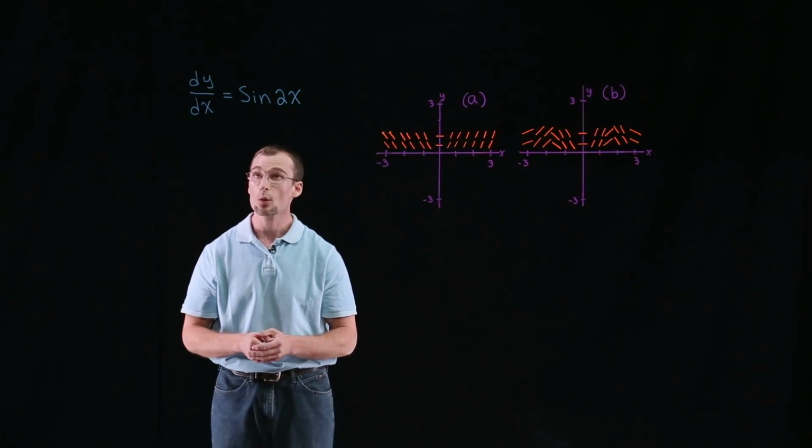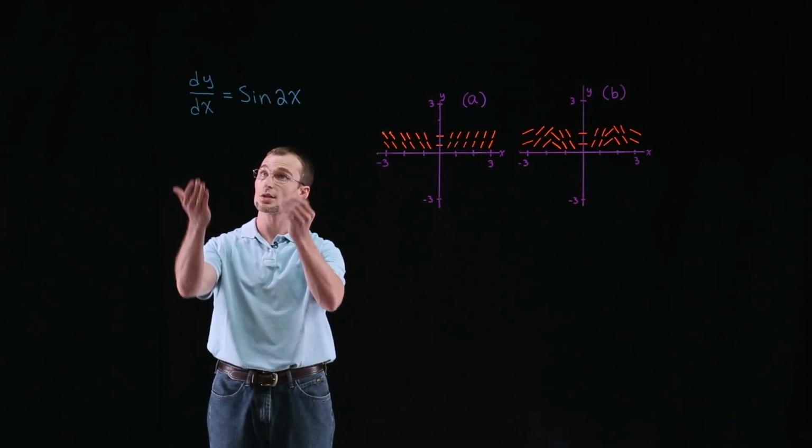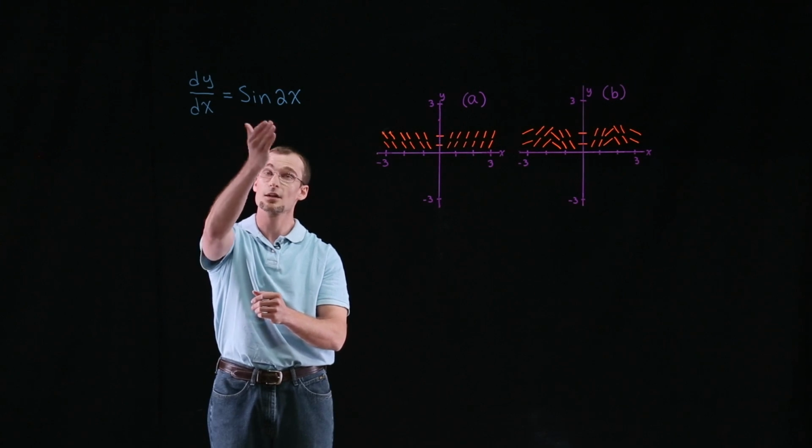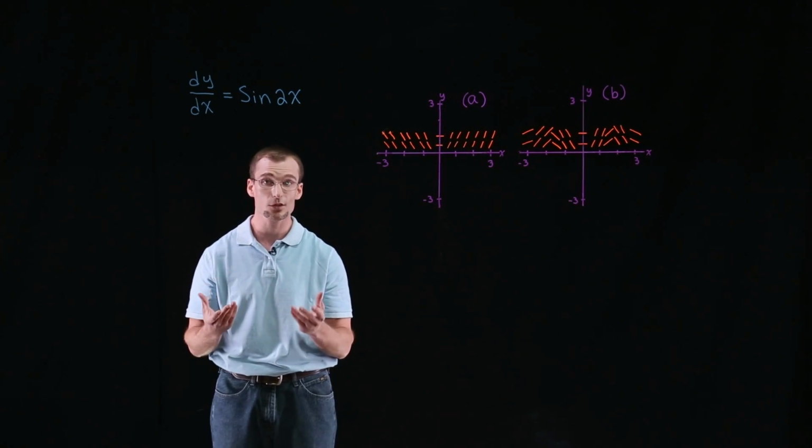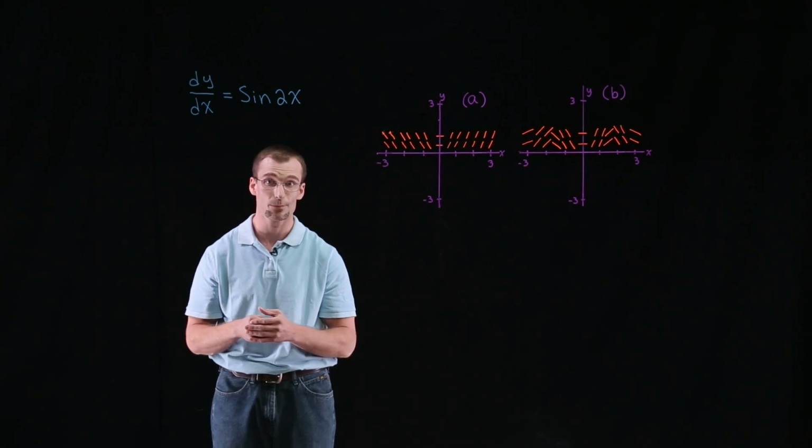Hi everyone, I'm Adam. In this problem, what we want to do is match the differential equation dy over dx equals sine of 2x with one of the slope fields labeled A through D.